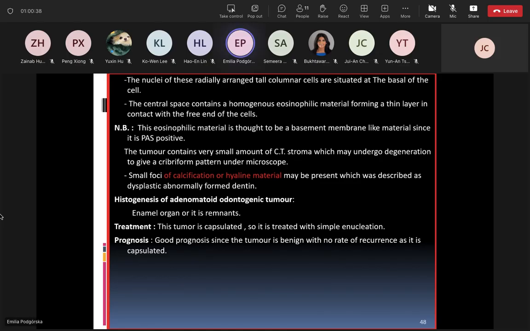Histogenesis of adenomatoid odontogenic tumor: enamel organ epithelium is the determinant. Treatment: this tumor is encapsulated, so it is treated with simple enucleation. Prognosis: good. The tumor is benign with no recurrence, as it is encapsulated.